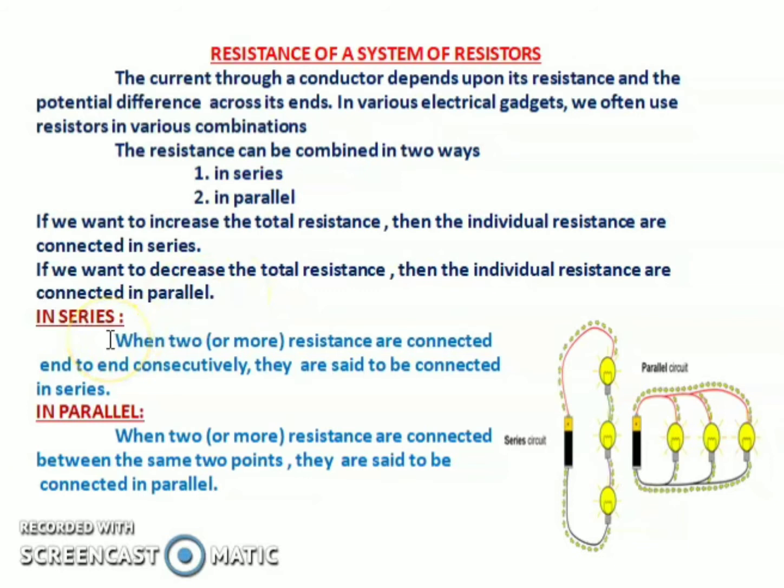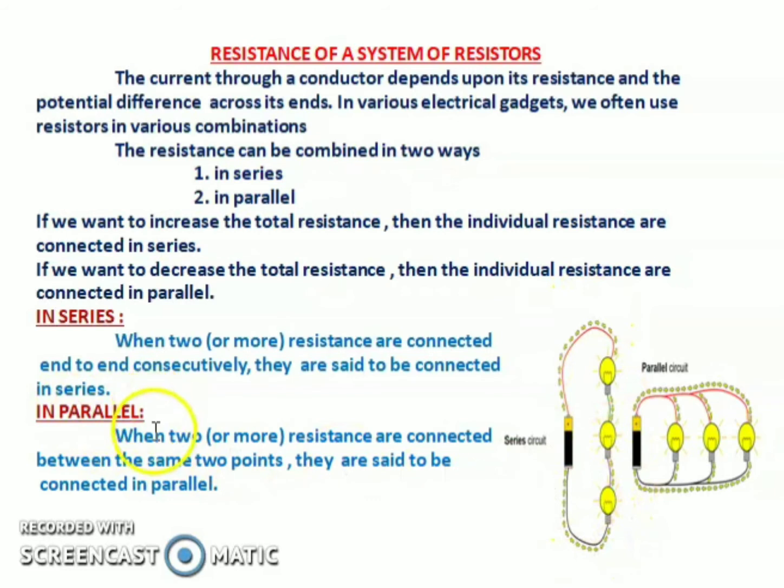First we will see series. When two or more resistances are connected end to end consecutively, they are said to be connected in series. Now see this diagram. Take this as a resistance. These resistances are connected end to end, this end to this end, this end to this end. So this will be in a series form.